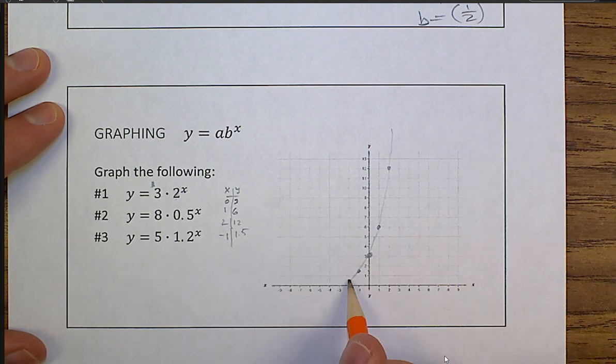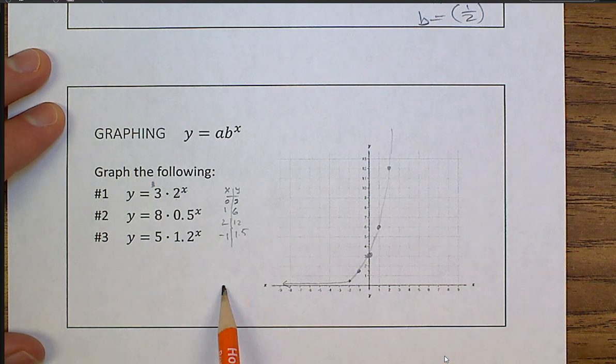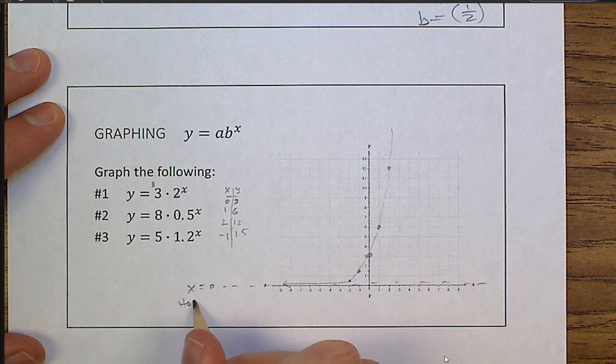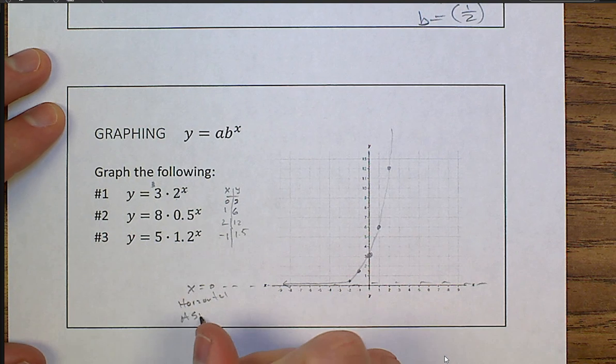Now, when I go to graph this, you have to be really careful at the bottom. It's never going to cross the x-axis. This right here, where y equals 0, that's called a horizontal asymptote, A-S-Y-M-P-T-O-T-E. Asymptote. That means this graph is never going to touch it.